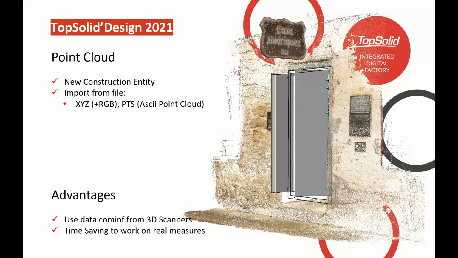Next, point clouds. So point clouds can be a very, very useful tool. So we have a new type of construction entity with regards to point clouds. The image on the right is an imported point cloud, and we used that point cloud that was done by a handheld laser to measure a door opening of a building so that we could build a custom fit door for it. Okay. Your data comes from 3D scanners. It just makes life simpler.